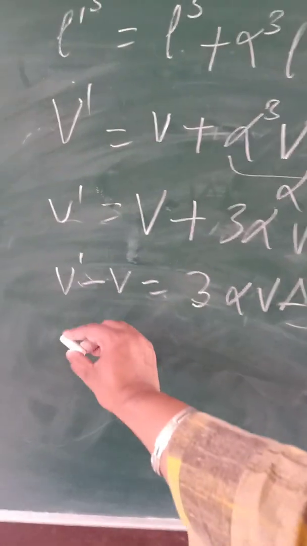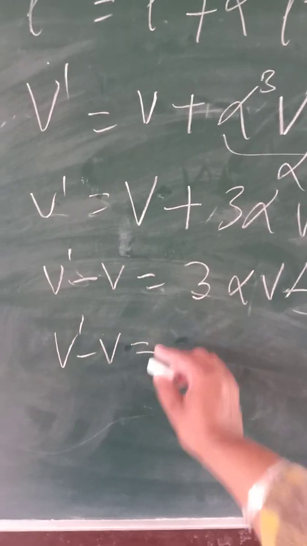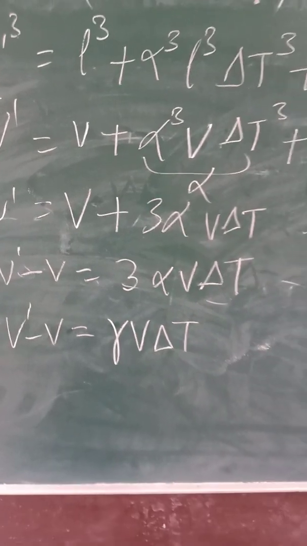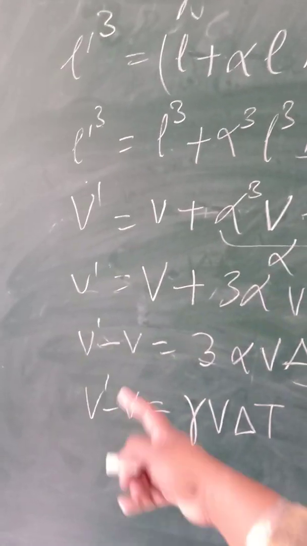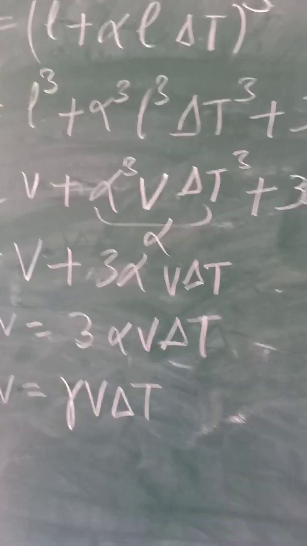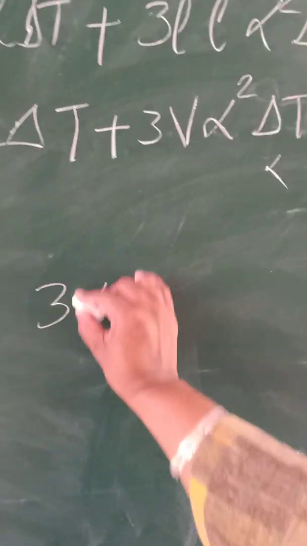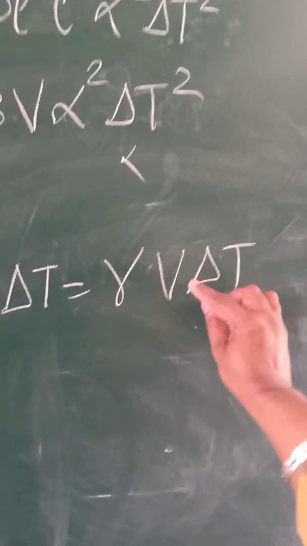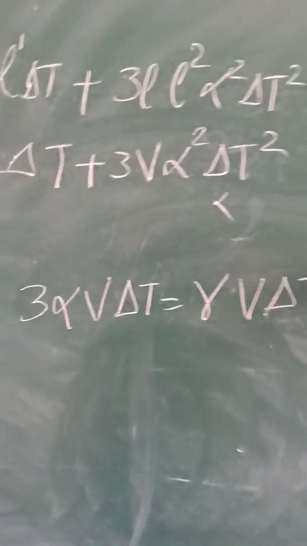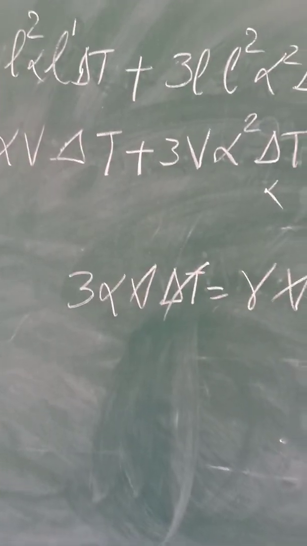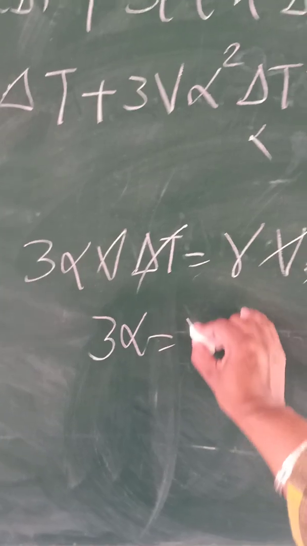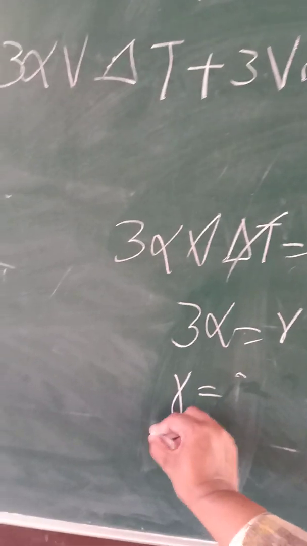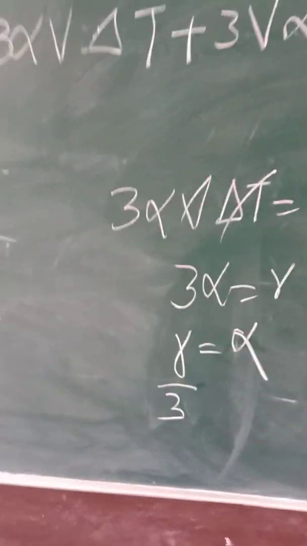Then from the definition of cubical expansion, v dash minus v equals gamma v delta t. Now compare both equations. As the left hand side is equal, we can equate the right hand side. Then what will we get? 3 alpha v delta t equals gamma v delta t. Delta t cancels, v and v cancel. So we have 3 alpha equals gamma, or we can write it as gamma by 3 equals alpha.